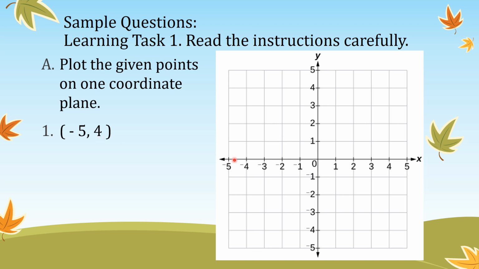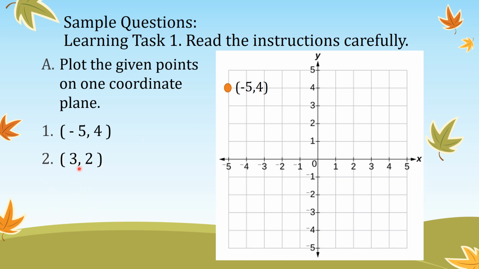So we count from 0 on our x-axis, 1 to the left because it is negative 5. So we have here negative 2, negative 3, negative 4, negative 5. And then positive 4 means upward: 1, 2, 3, 4. So this will be the location of our coordinate. Okay? And we have this negative 5, 4.